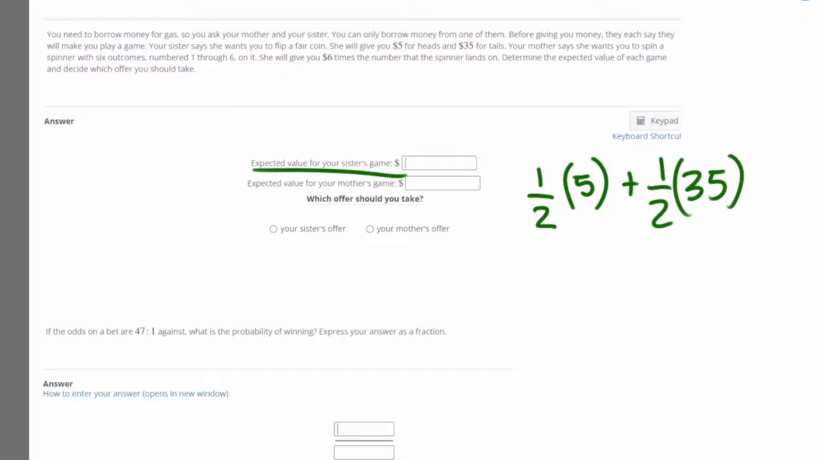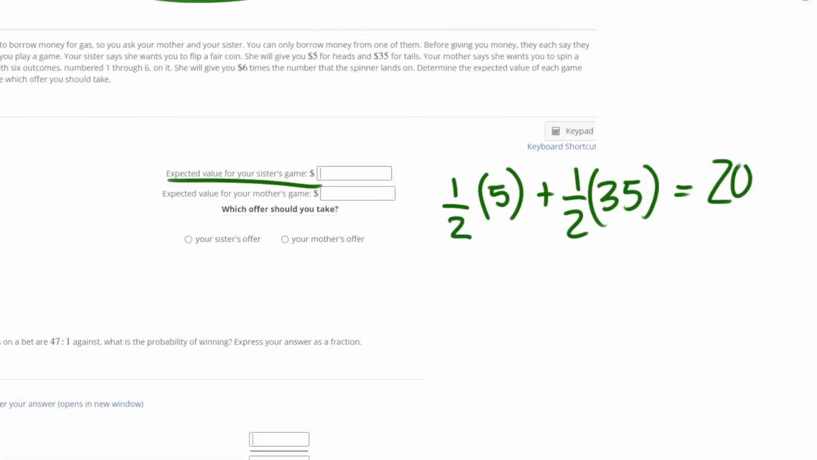And when we calculate that, we should get that our expected value is going to be $20. That's the amount we can expect to win, that's our expected value.